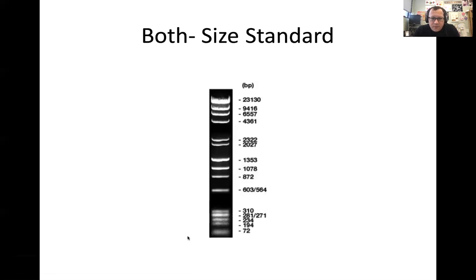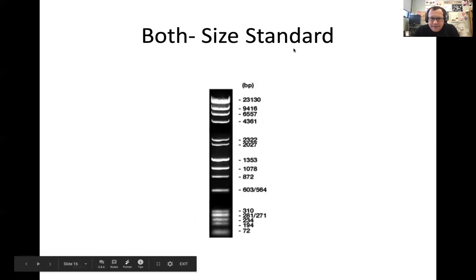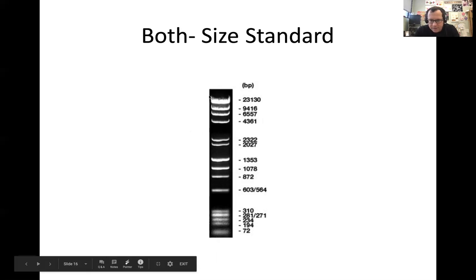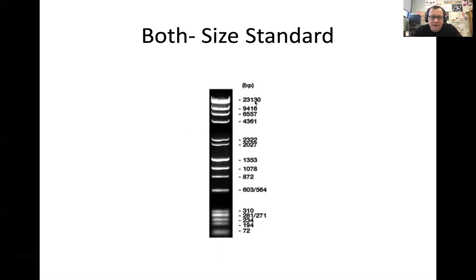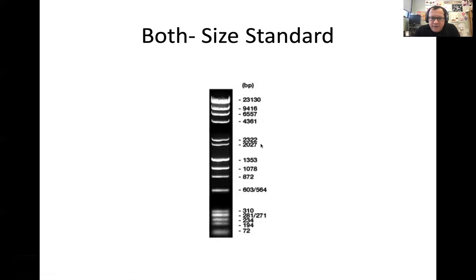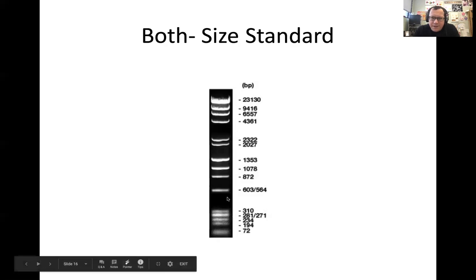There are other ladders that we have. This one's called size standard, that basically can combine two different sets. So if you really don't know what size piece of DNA you have, you could use something like size standard, where you get everything down from 72 bases up to 23,000 bases. So it's a way to see a lot of different stuff. And again, this one would probably be a 1.5 to 1.8% gel, somewhere in that range.